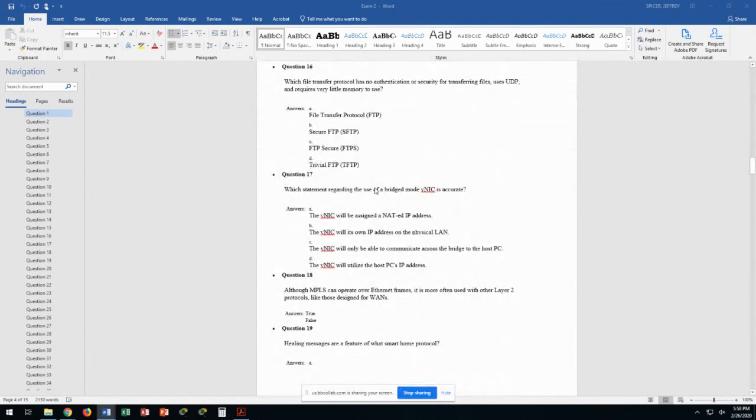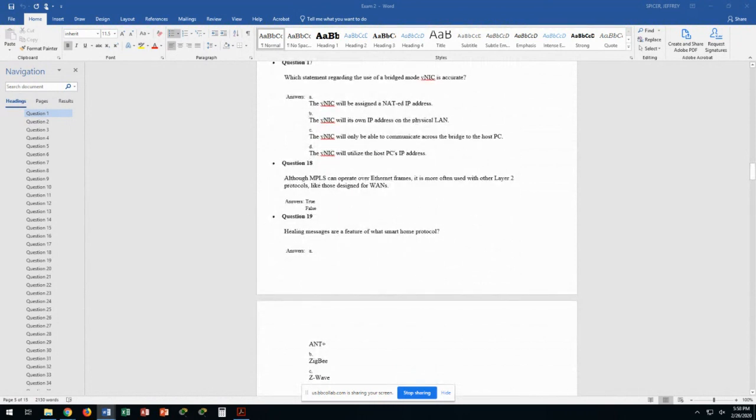All right, 16. Which file transfer protocol has no authentication or security for transferring files, uses UDP, and requires very little memory use? Trivial FTP, TFTP, D, right?